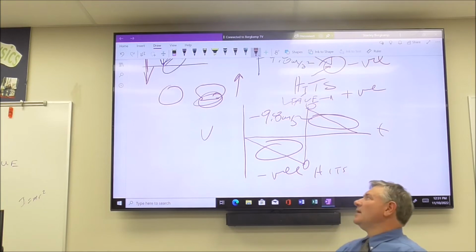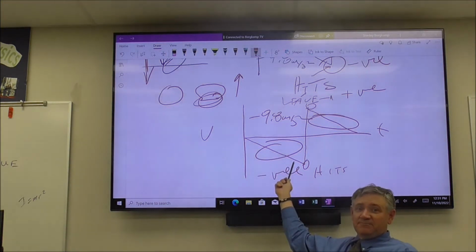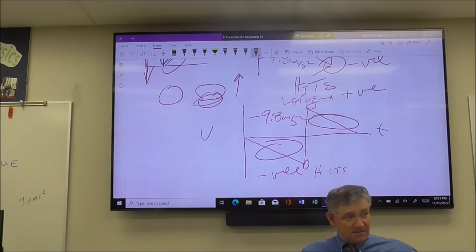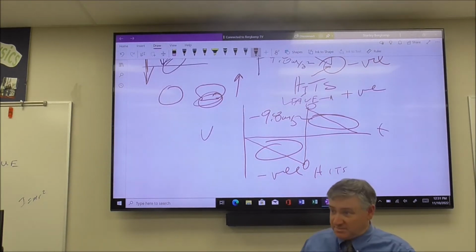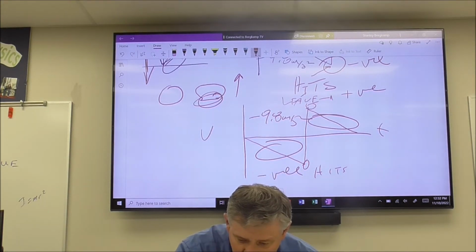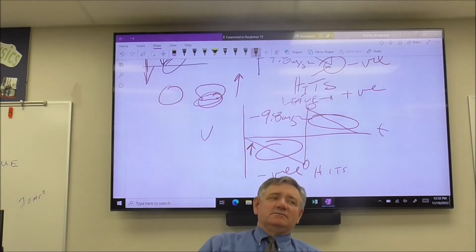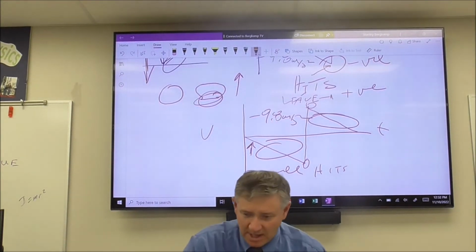Let's think this through. Does everybody agree that it's speeding up in this region? Yeah. You have negative velocity and negative acceleration, you are speeding up. Okay, it's falling, it's speeding up. So we're increasing the velocity here. True? True. Boom, it hits the ground. What does it do? Slows down.